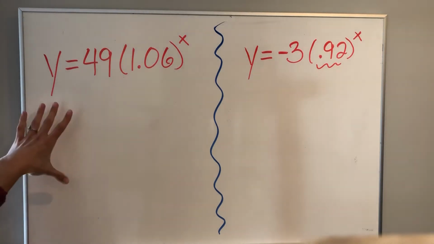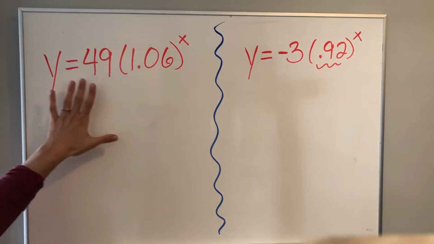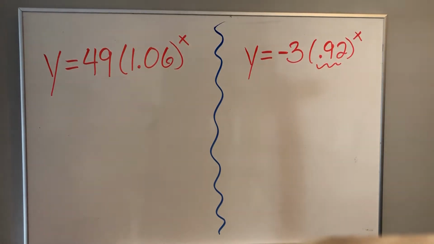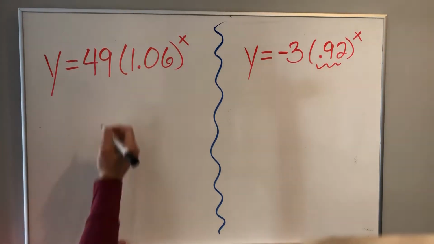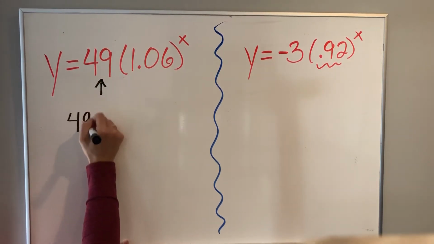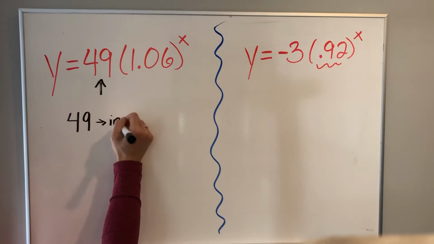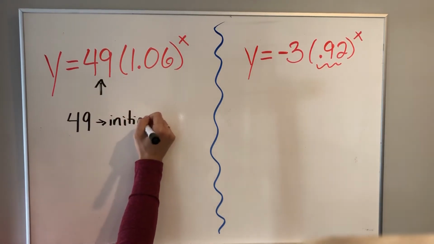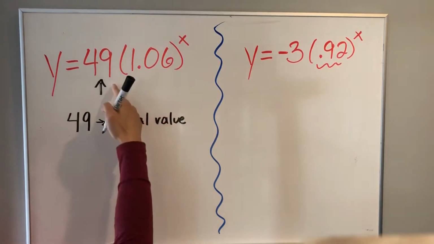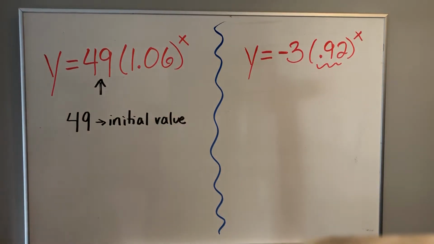So in my left equation, we have y equals 49 times 1.06 to the x power. So the very first thing I see here is 49. 49 is going to be our initial value. It is where the equation is starting, and it would be our starting point on our graph.